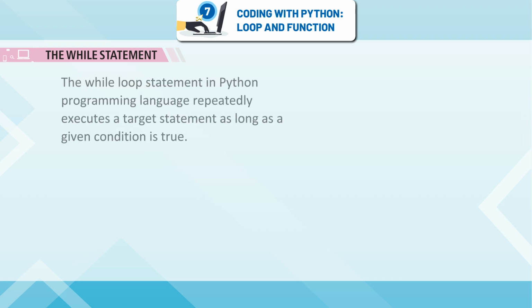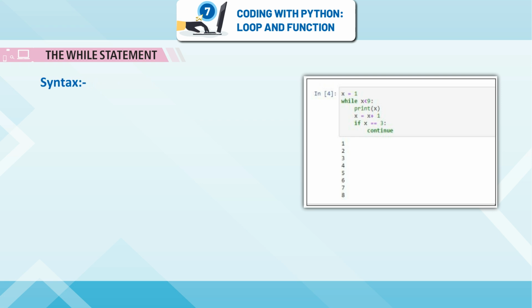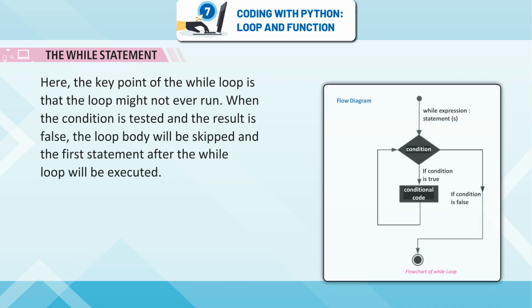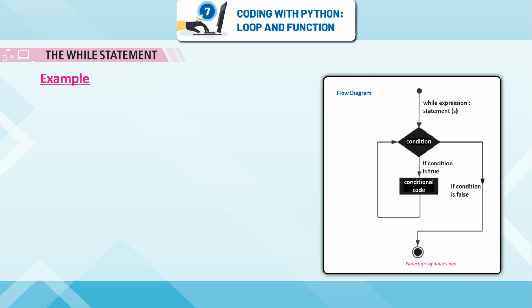The while statement. The while loop statement in Python programming language repeatedly executes a target statement as long as a given condition is true. Syntax: the syntax of a while loop in Python programming language is while expression: statements. Here the key point of the while loop is that the loop might not ever run. When the condition is tested and the result is false, the loop body will be skipped and the first statement after the while loop will be executed.